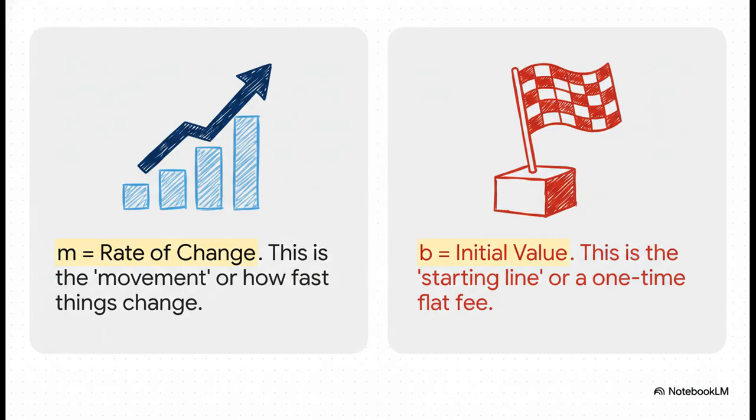And it all comes down to two key players. Over on the left, in blue, we have m. That's our rate of change. Think of this as the movement, how fast things are changing. And on the right, in red, we have b. That's our initial value. That's the starting line, or maybe a one-time flat fee. Just try to remember those colors. Blue is for the action, red is for the start.